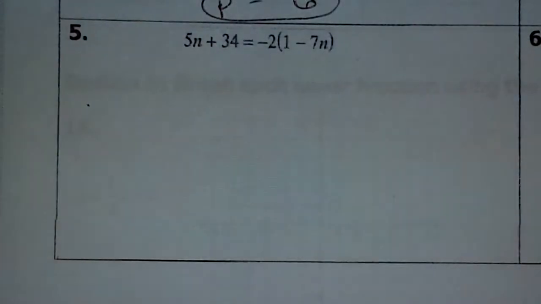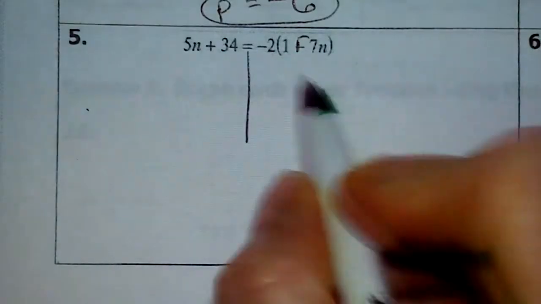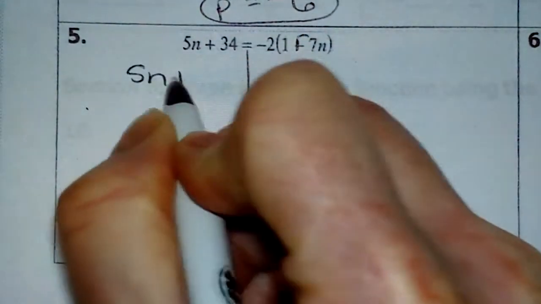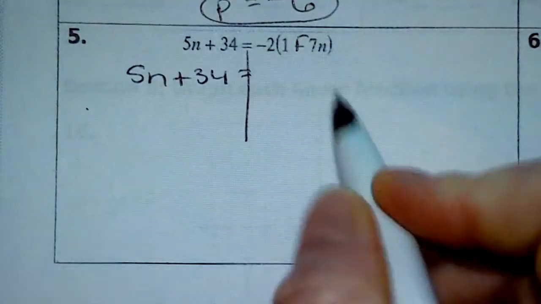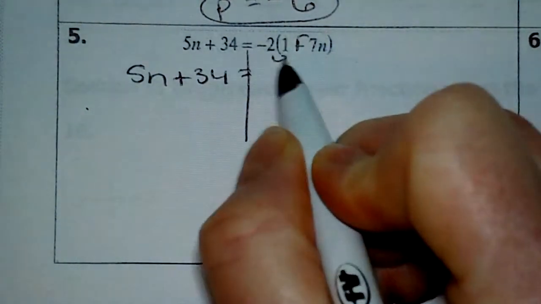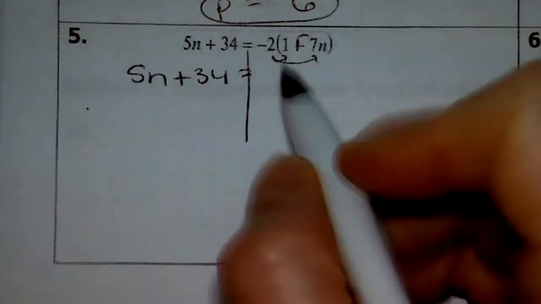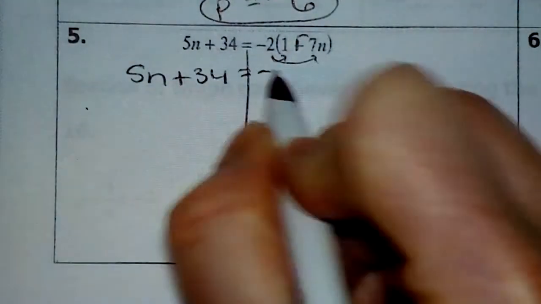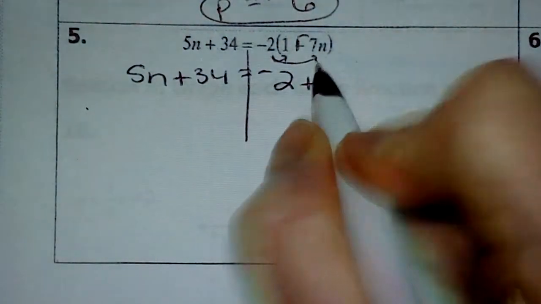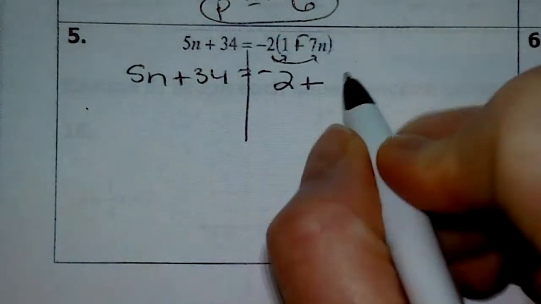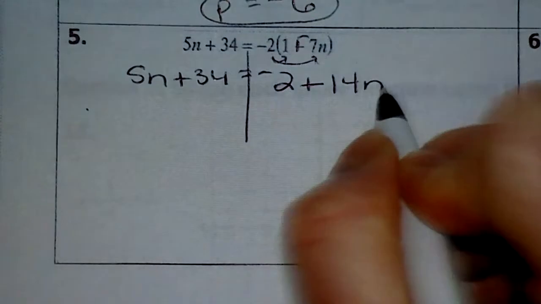Alright, number 5. Finally, some parentheses in here. Alright, we need to distribute. I'm going to rewrite this side because there's nothing to do over here. But over here, I need to take the number next to the parentheses and multiply it by everything inside. That's how you get rid of it. So negative 2 times 1 is negative 2. Bring down the addition sign. Negative 2 times a negative 7n is a positive 14n.